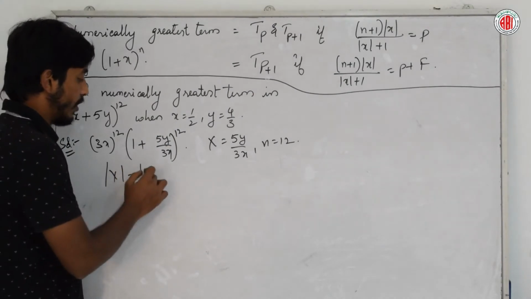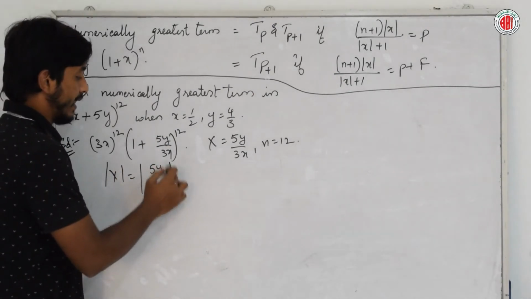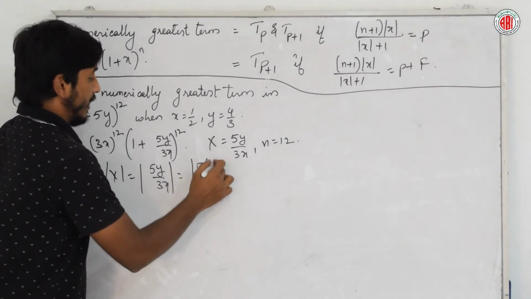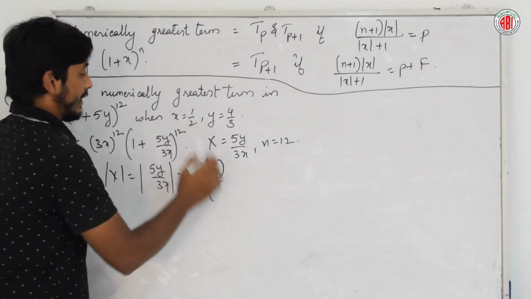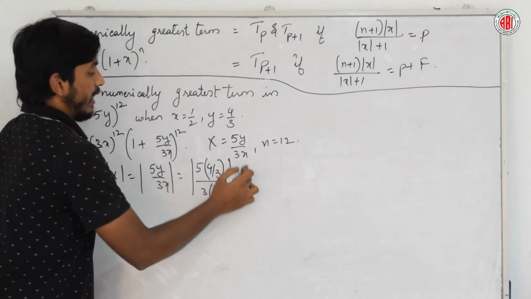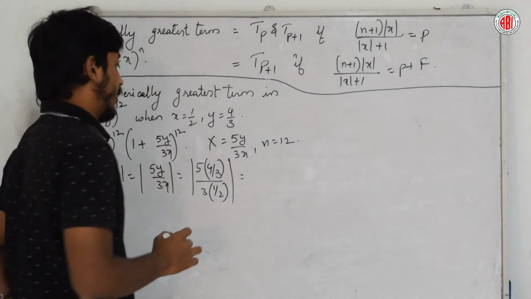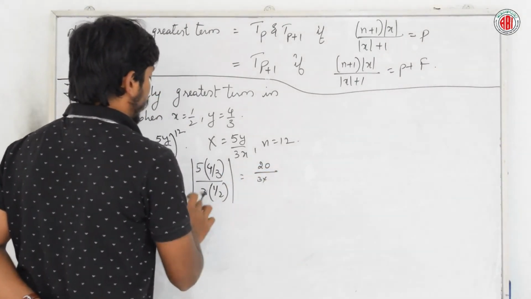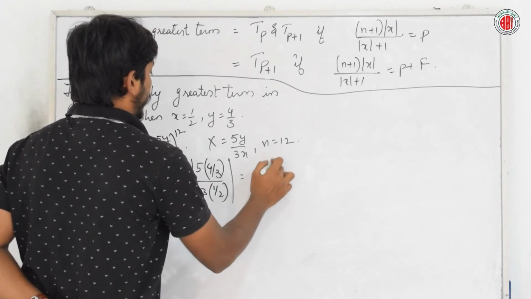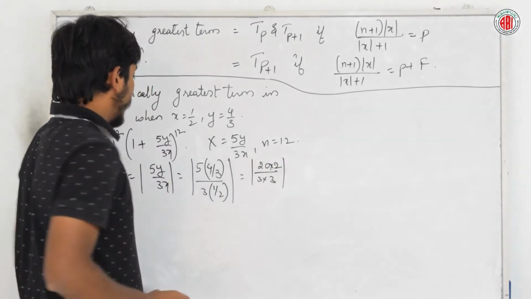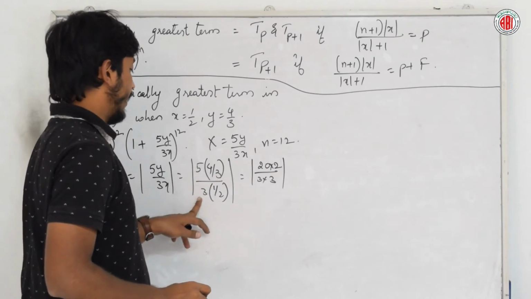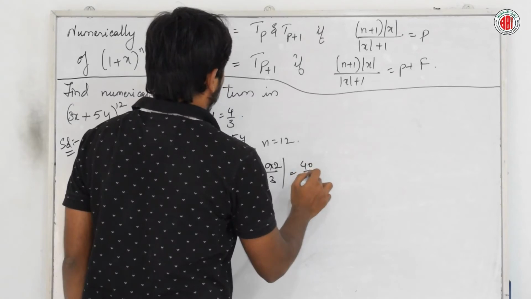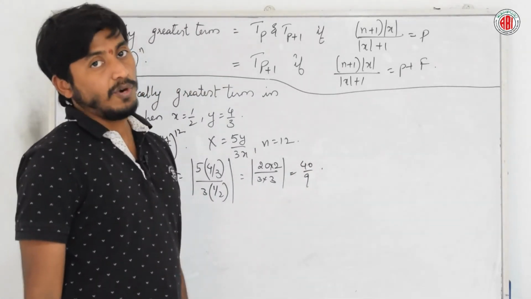Mod x is modulus of 5y by 3x, that is nothing but mod of 5. What is the value of y? 4 by 3. What is x? 1 by 2. Now let us simplify this value. Right? What do we get? 5 4s are 20 by 3 into 3 by 2. Is it right? 5 4s are 20 by 3, there is already one more 3, so this will go there. This will be like 40 by 9. This is the value of mod x.